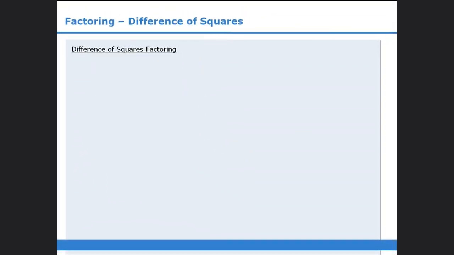Okay, let's summarize. Be sure to watch out for expressions that are differences of squares. If you encounter one, you might want to consider factoring it to help you gain some insight into the particular problem.